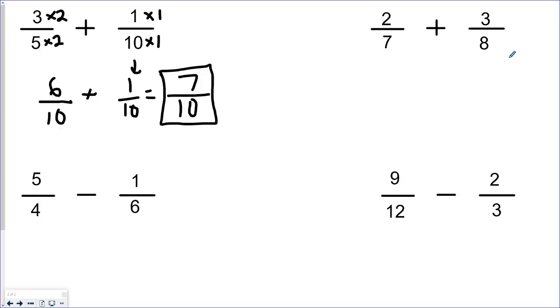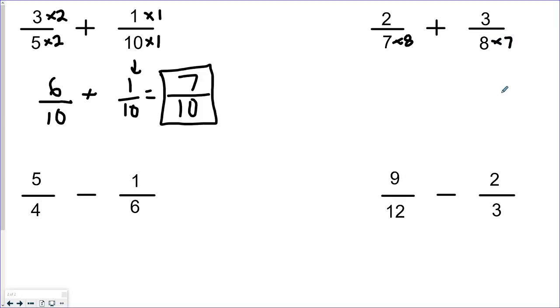So if we keep checking here, 7 times 6 is 42. I don't think I can do that with an 8. 7 times 7 is 49. Still can't do that with an 8. So then we get to the end of it, which is just 7 times 8. So 7 times 8 is 56, and then of course 8 times 7 is 56.